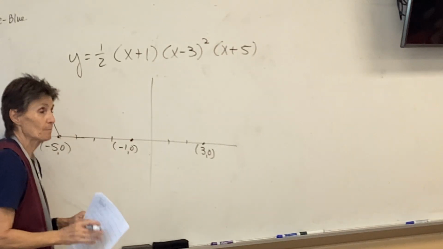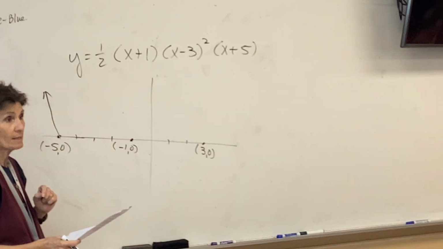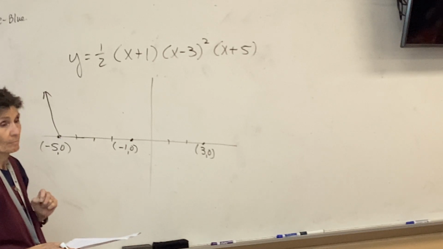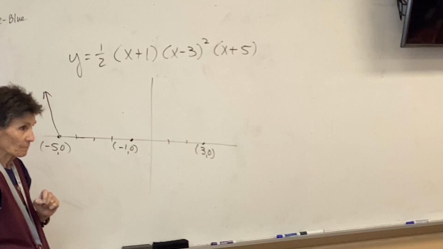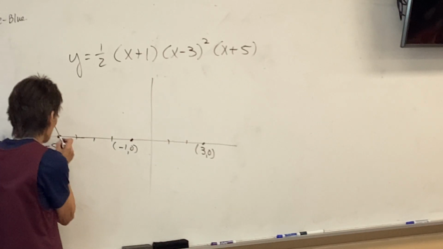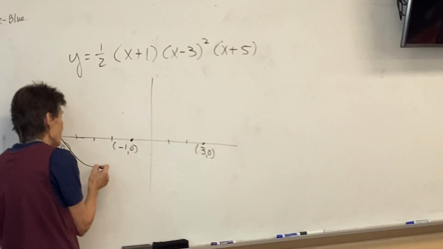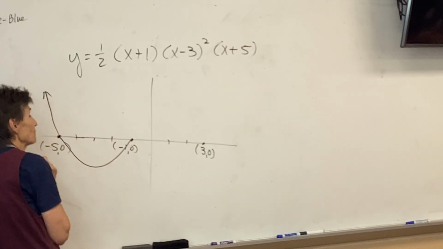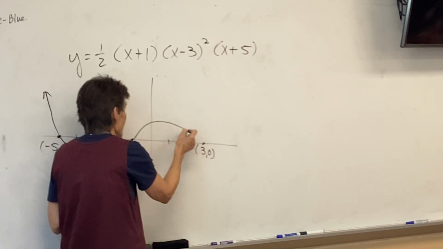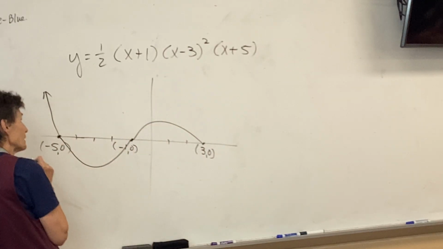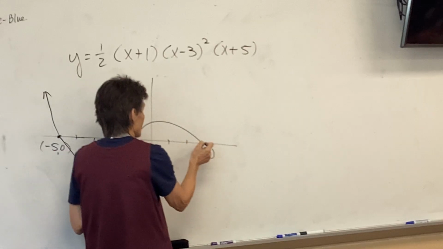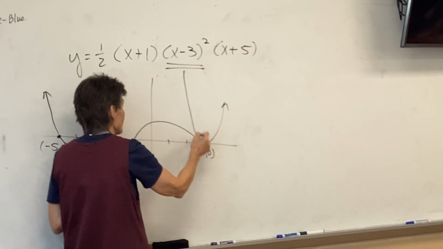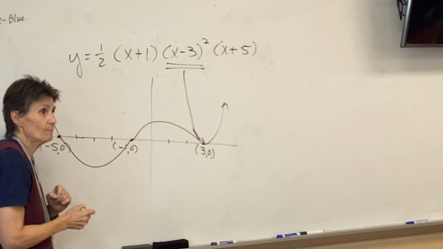I'm gonna start up because it's x to the 4th, and evens start up. Okay? And what does it do when it gets to this point right here? Goes through it and connects. What's it do when it gets to that one? Goes through it and connects. How about that last one? Bounces off, because that is the factor that is squared.